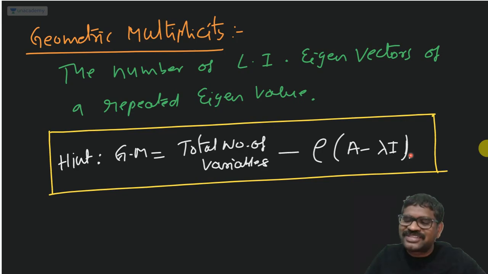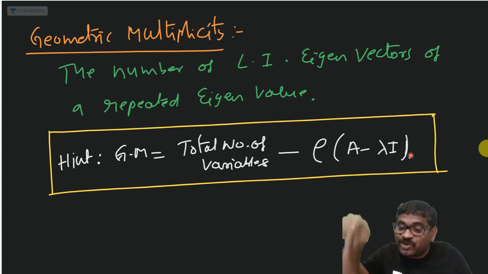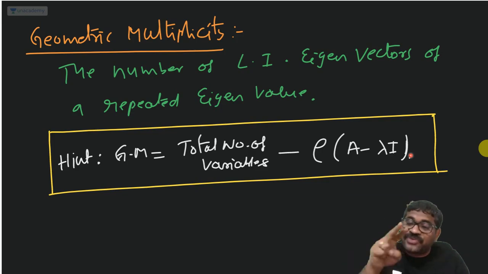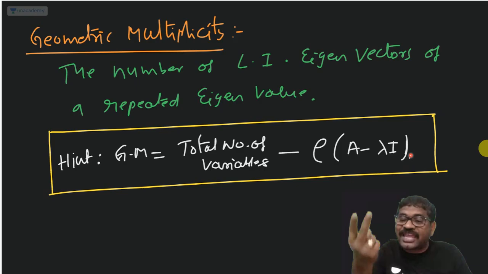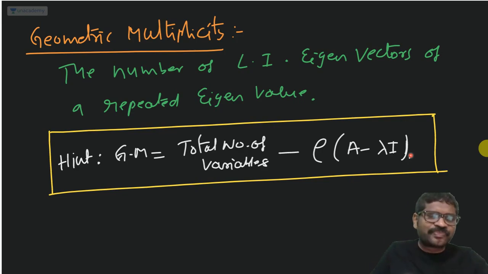Why? Because those vectors are generated by k1 into something, k2 into something. K1, k2 are free variables, na? So with the help of free variables, you are going to write eigenvectors. That's why if you count free variables, automatically you will get how many independent eigenvectors there are in the case of a repeated eigenvalue. Understood?